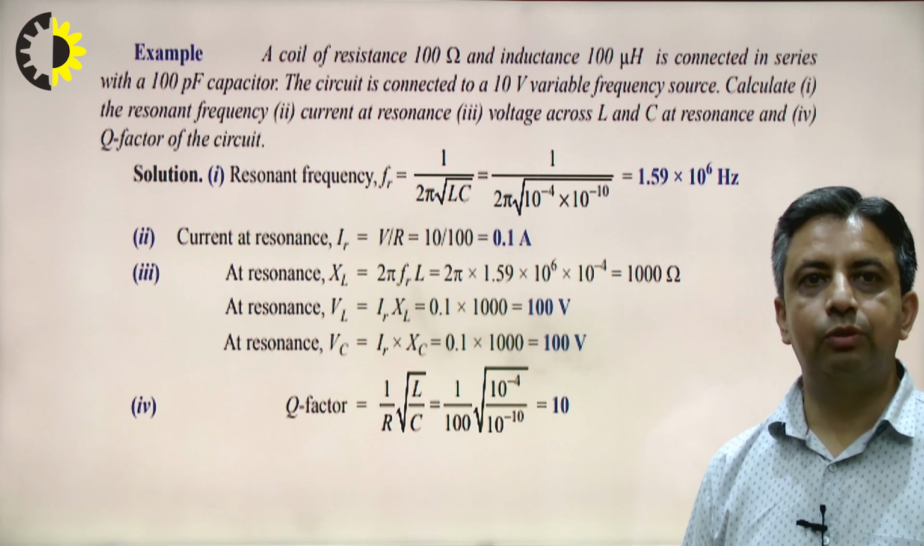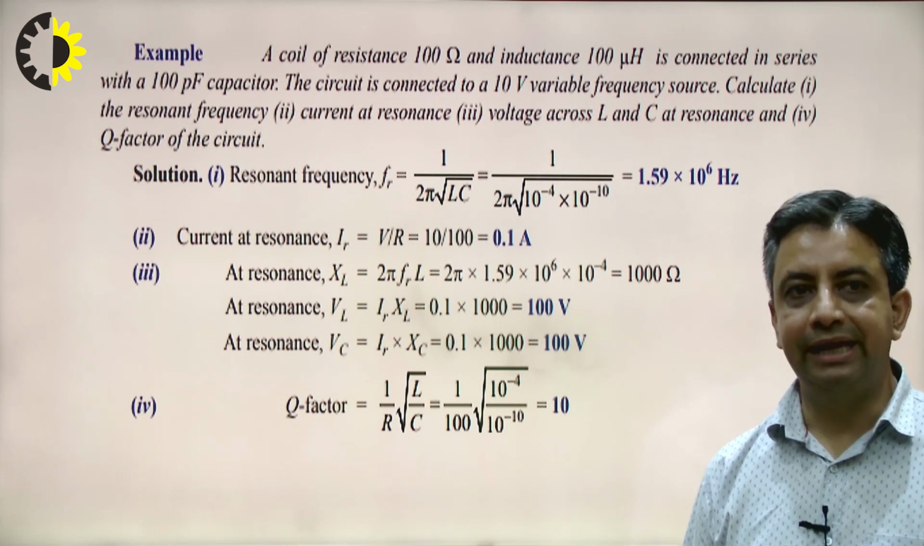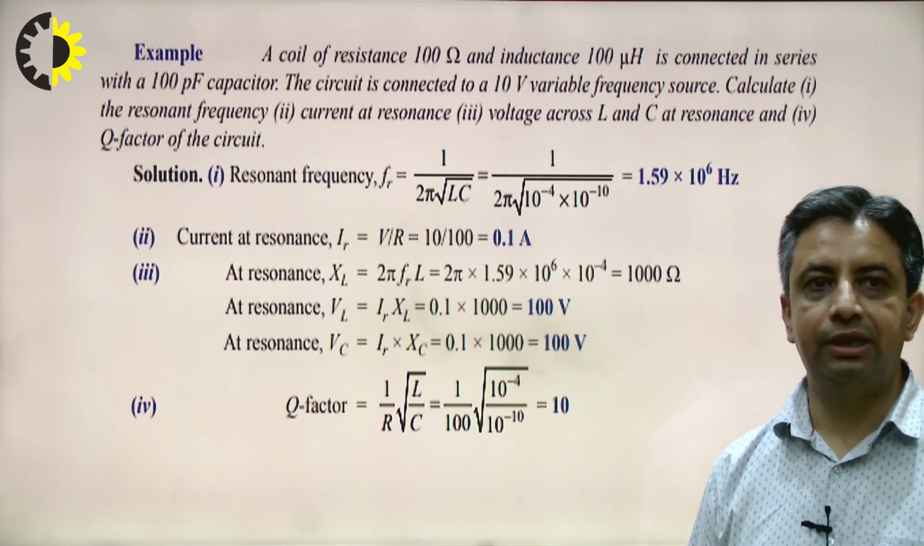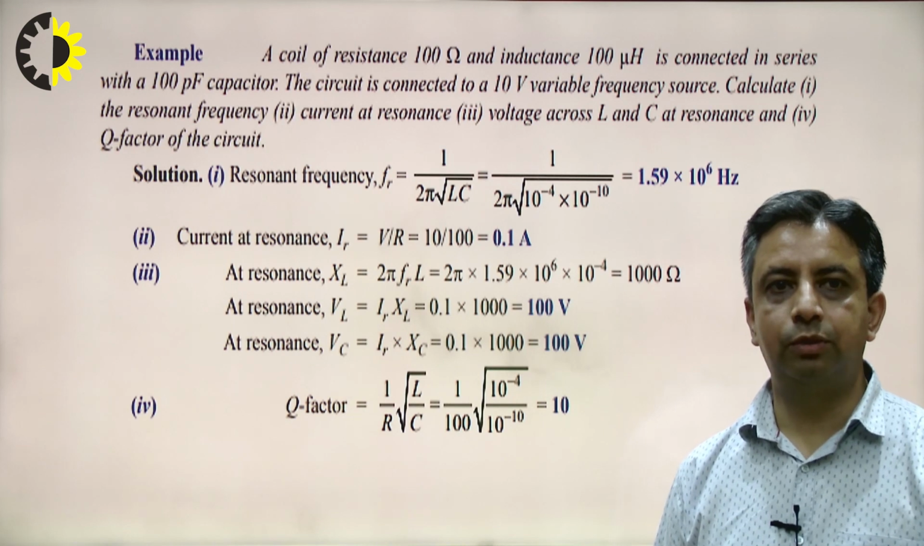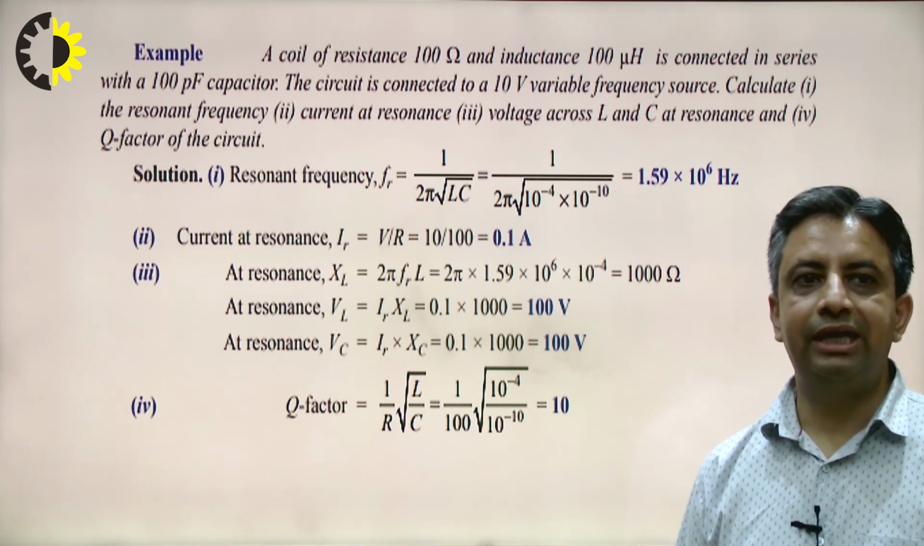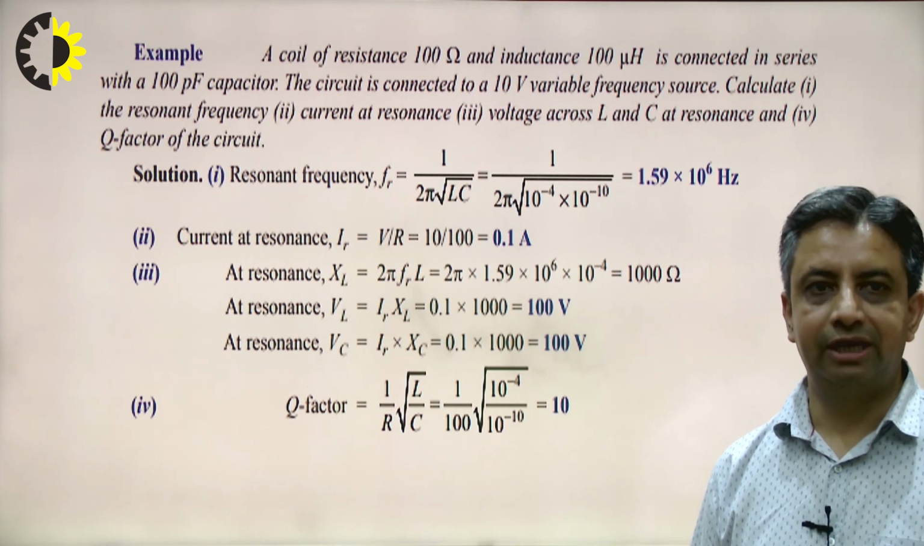Now to calculate the voltage, we can use the formula VL equal to I into XL. So it comes out to be 100 volt. Similarly, VC equal to I into XC comes out to be equal to 100 volt. And for the quality factor, putting all the parameters, we get the value of quality factor equal to 10.